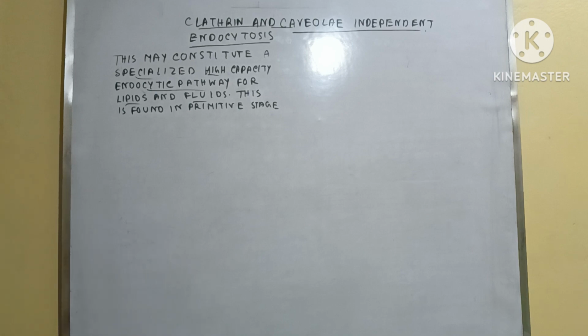As it is found in the primitive stage, here it is not explained properly. In this book, from where I get the information, it is not explained properly. If I get any proper information about this independent endocytosis, I will discuss it with you.